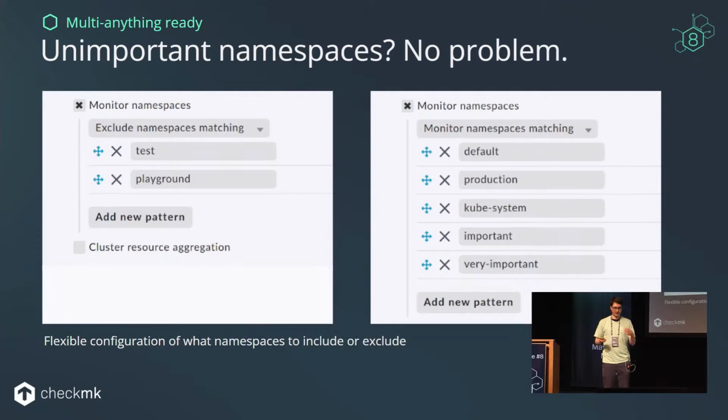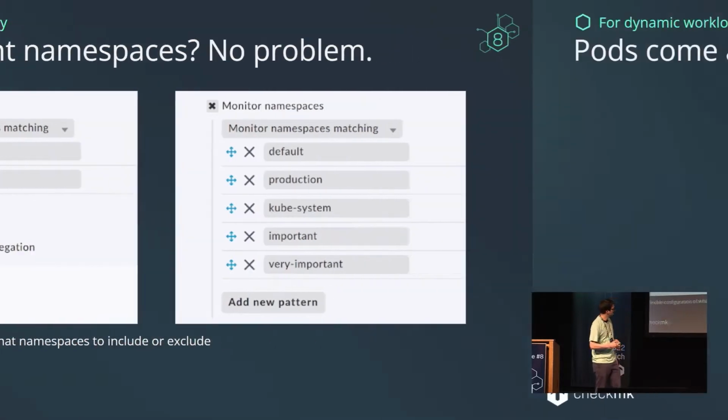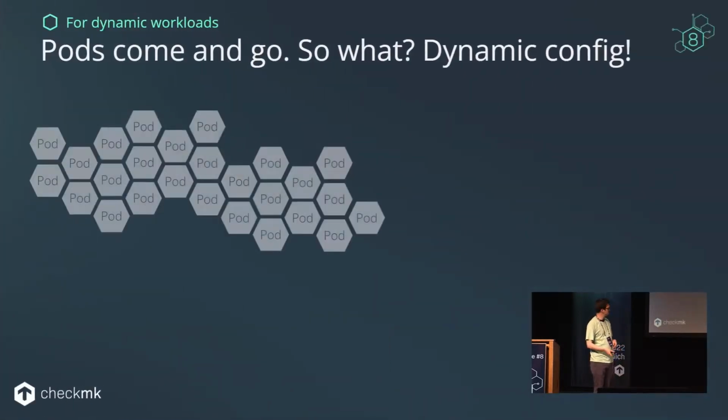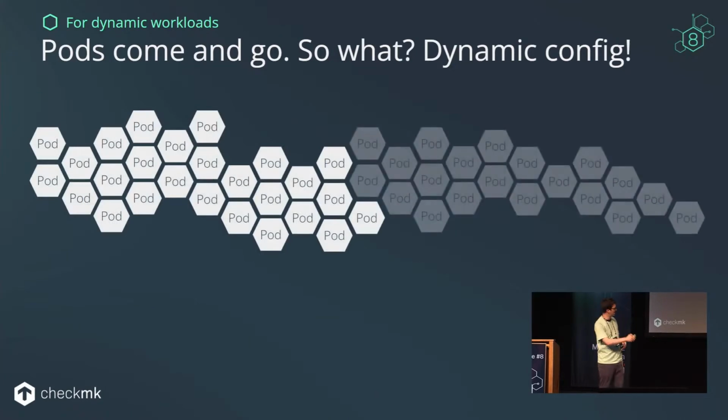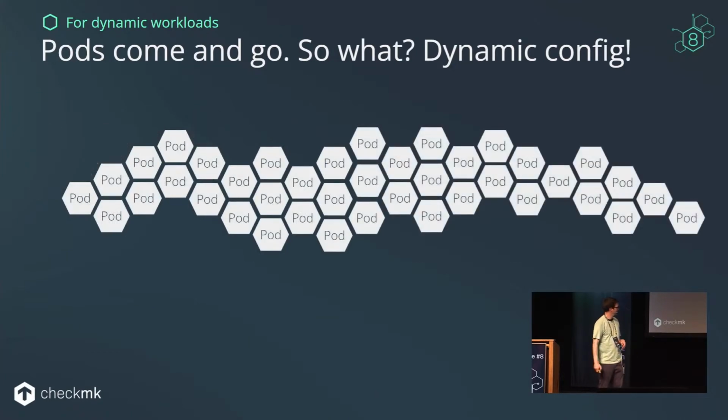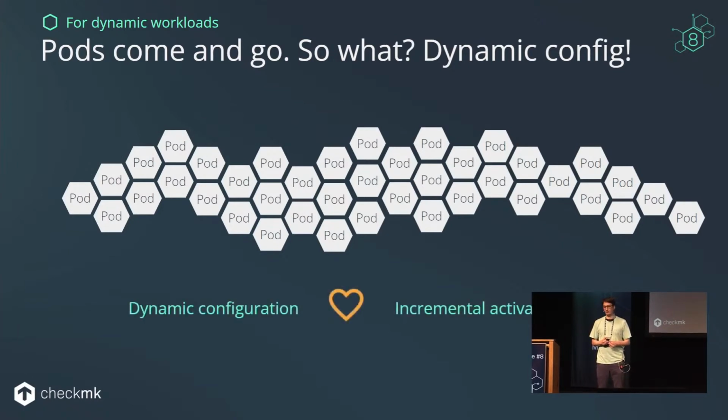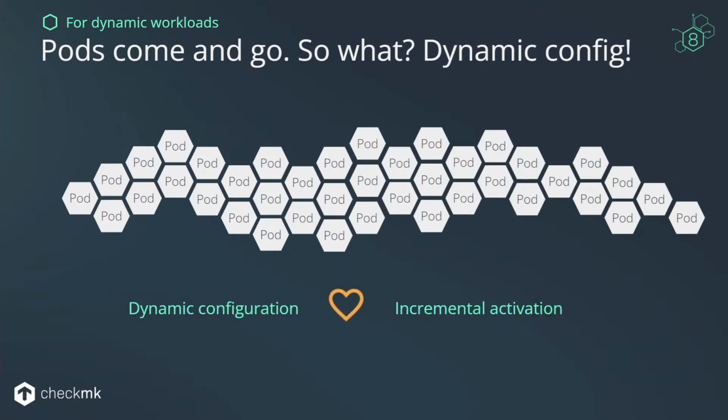Okay, so now we have that. Let's go to dynamic. In Kubernetes, pods are there, then more pods are coming, some pods are going away. And yesterday, Lars talked about this incremental activation. The beauty is that incremental activation and the dynamic configuration work really well together. Because the standard thing which happens in Kubernetes is I add hosts, I do a service discovery, and then I delete hosts. And this is exactly what is being sped up by the incremental activation.